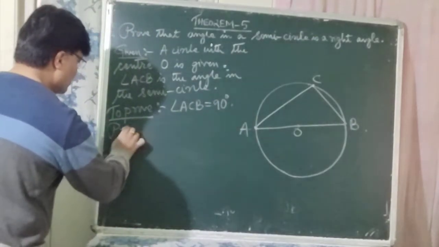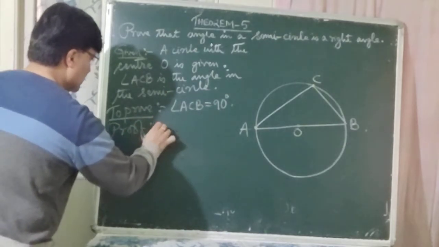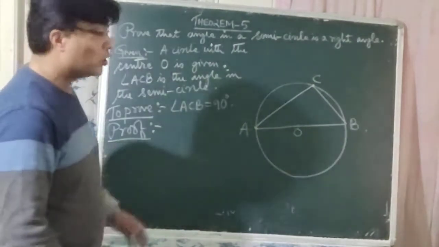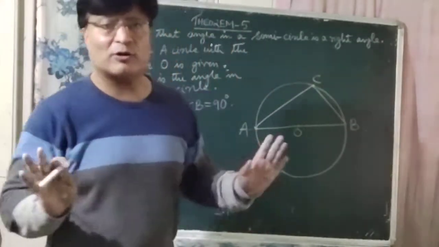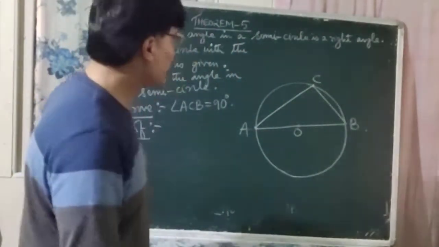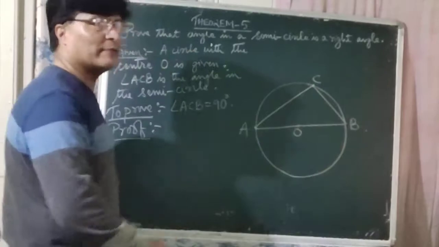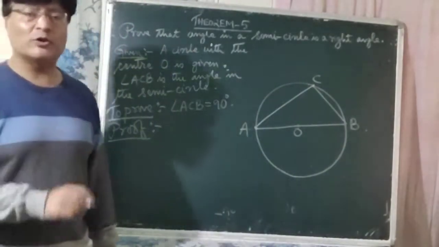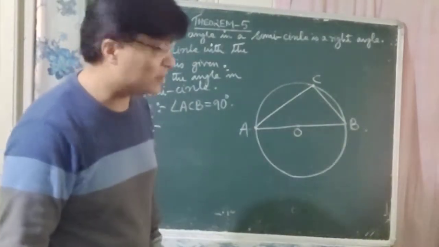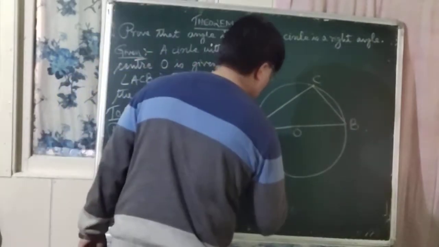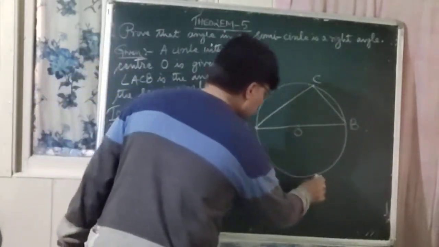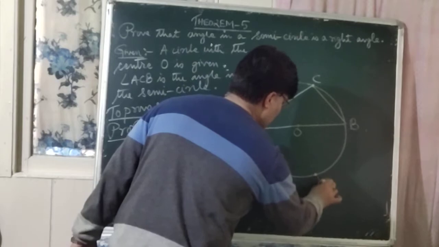Now let us do the proof. Here the construction is not needed. With the help of theorem 3 we can prove it. So now let us take a point K out here.